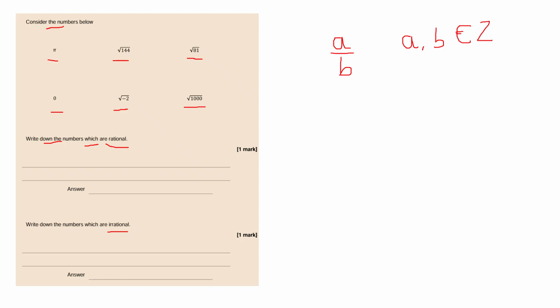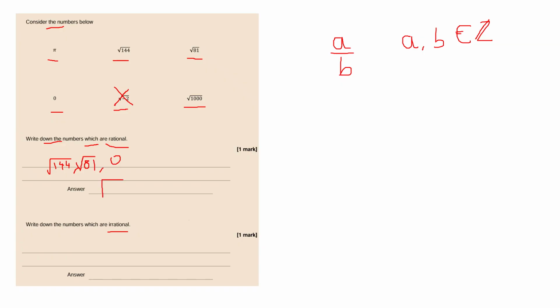So they belong to the set of the integers, being a whole number. So they either give us whole number answers or can be expressed as fractions. Is pi rational? No, it's not. Is the square root of 144? Well, yes, it is, because the square root of 144 gives us 12. So it is rational. The square root of 81 is also rational because it is equal to 9. 0 is rational because it's a whole number. The square root of -2, nope, that's not even real actually, so that's going to be discarded completely. And the square root of 1,000, nope, it's not.